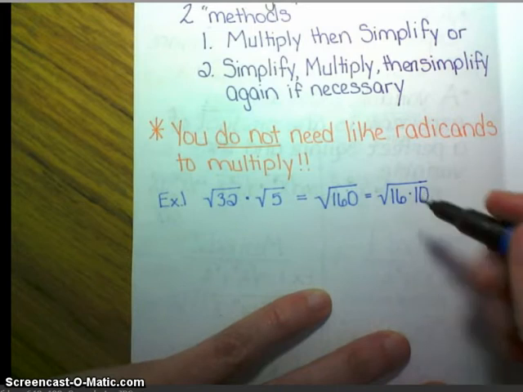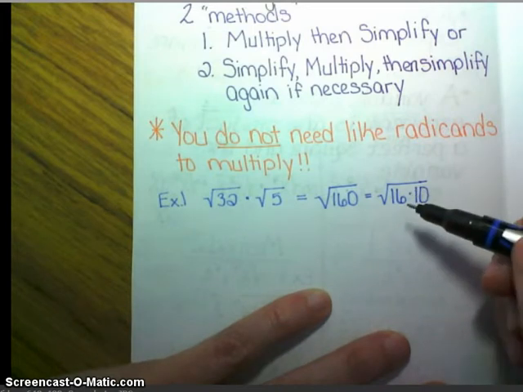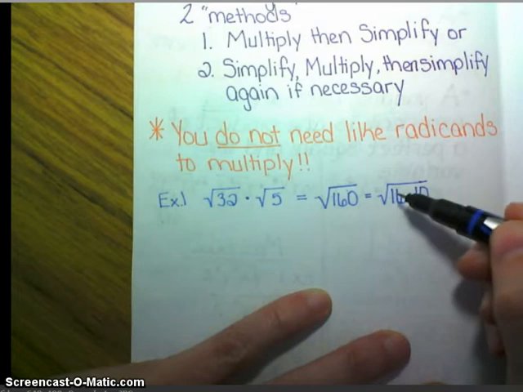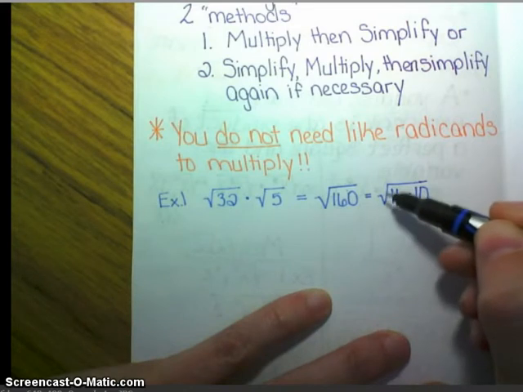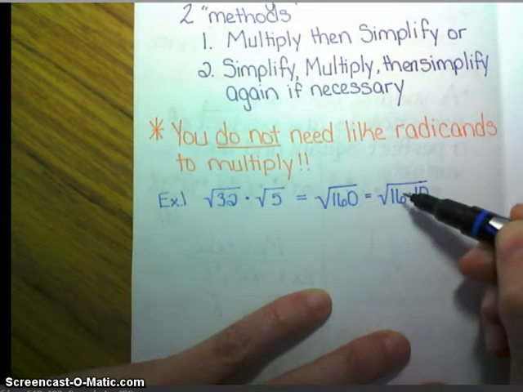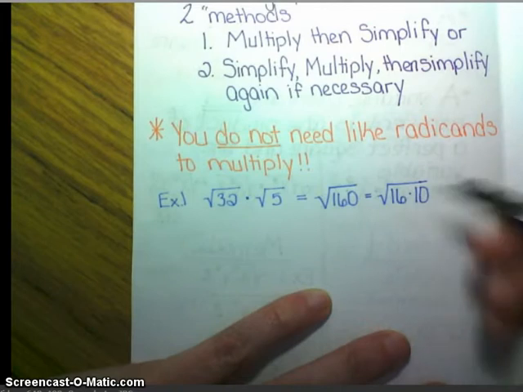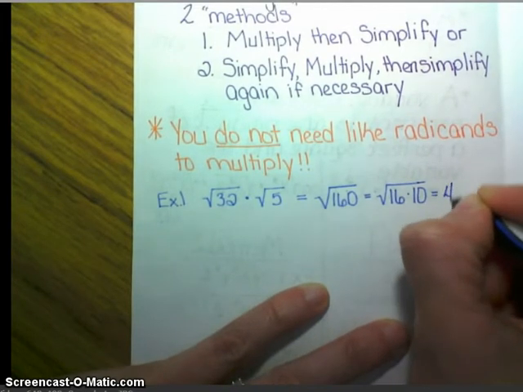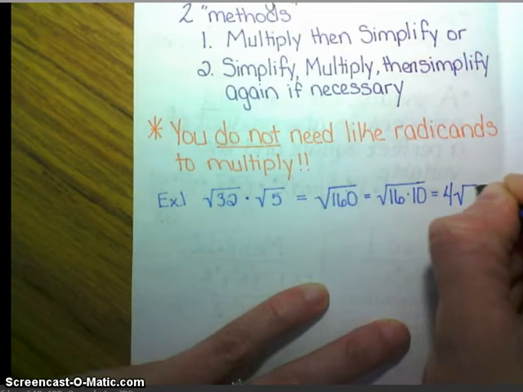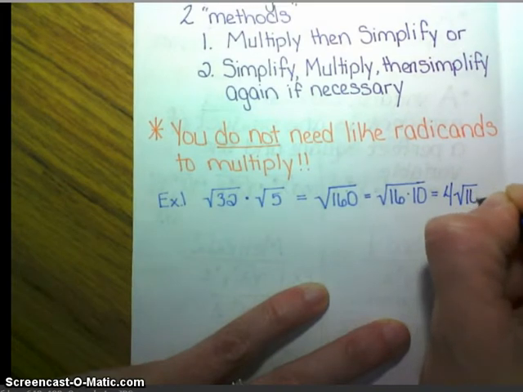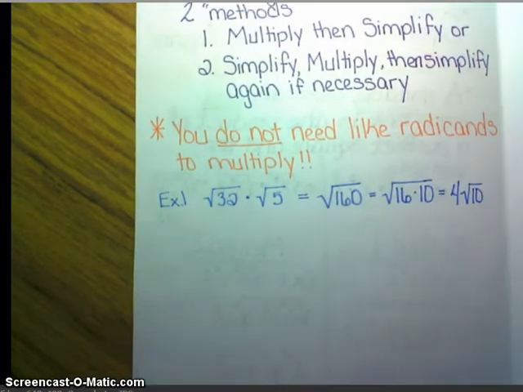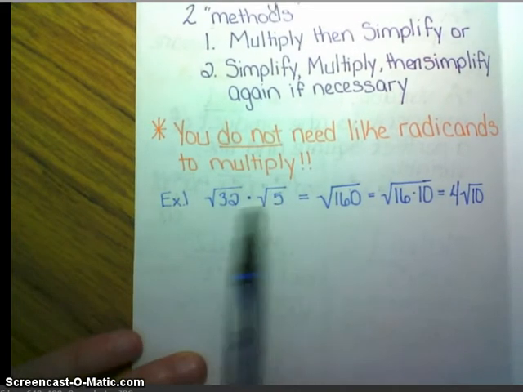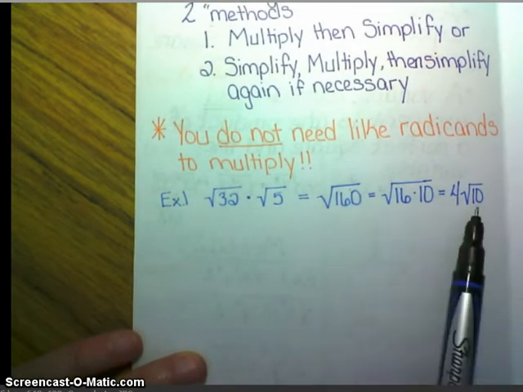Then we need to start doing this with a little less work, a little less breaking it apart. To break the 16 out of jail, to get it outside the radical sign, we have to take the square root of 16. The square root of 16 is 4, and then we cannot take the square root of 10 evenly, so it's just going to remain inside the radical sign. And there's our answer. We multiplied our radicands, got 160, then we simplified.